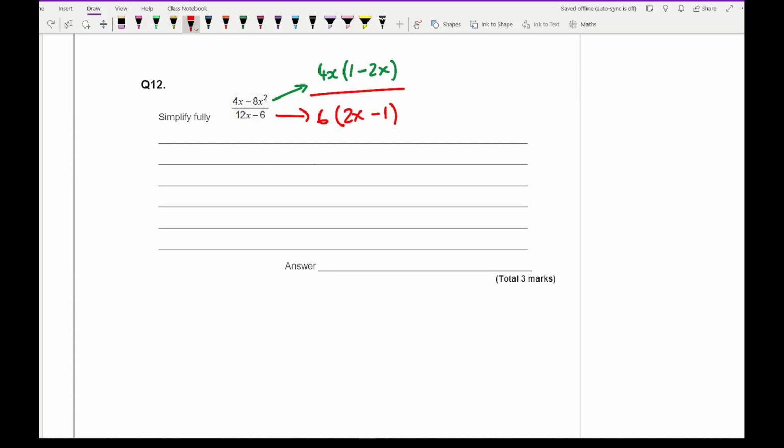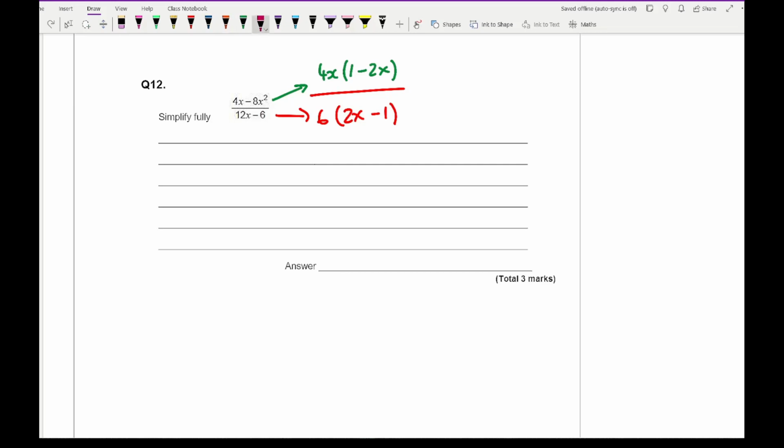Now one thing you notice here is that in our brackets, our terms are the wrong way around, so we can't actually cancel them down, because in the top one our 2x is negative, in our bottom one our 2x is positive, and our minus ones are also different signs as well. Now obviously we can't leave our answer like this, because all we've done here is factorize, we haven't simplified fully. So this is where a bit of algebraic manipulation comes into play.